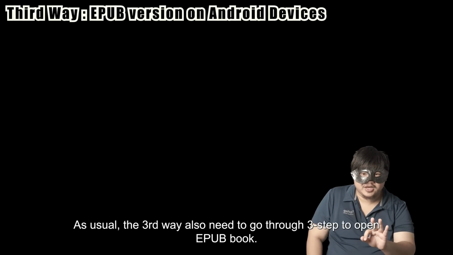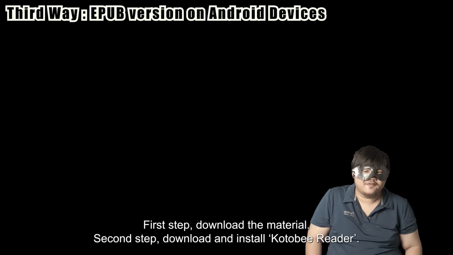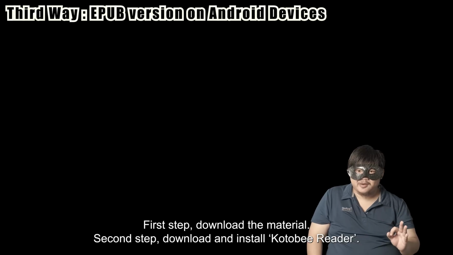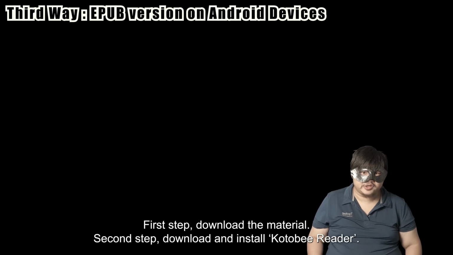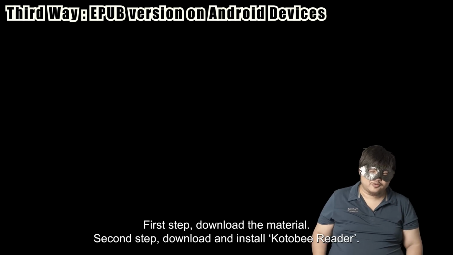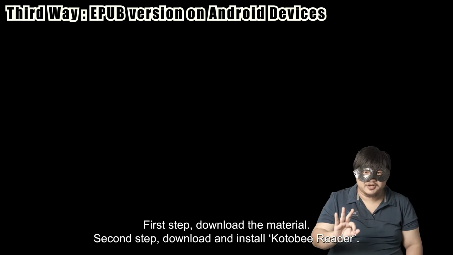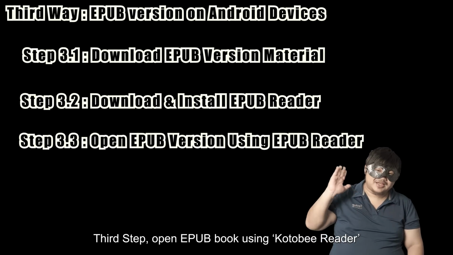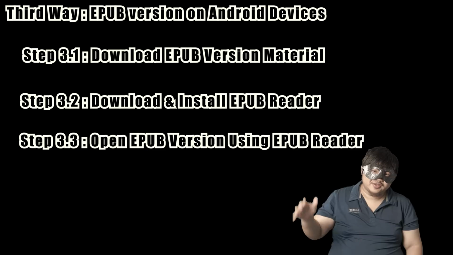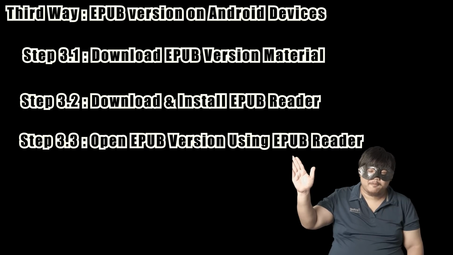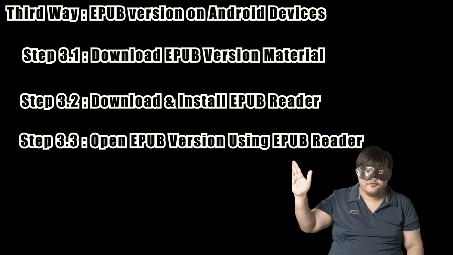Way number 3. EPUB book version on Android devices. The third way is only applicable for Android devices. As usual, the third way also needs 3 steps to open an EPUB book. First step, download the material. Second step, download and install Adobe Reader. Third step, open EPUB book using Adobe Reader.